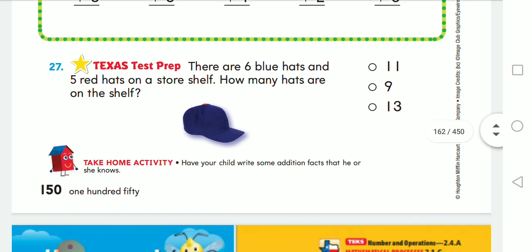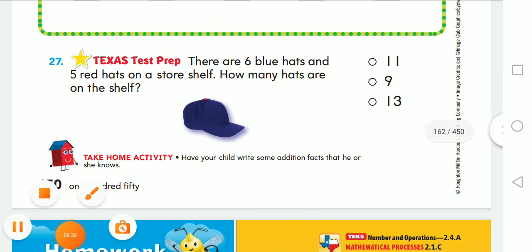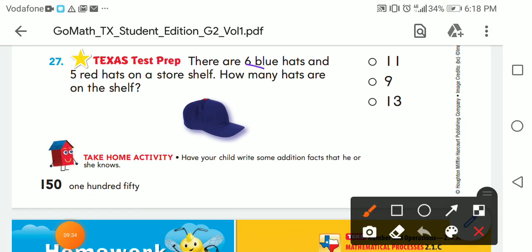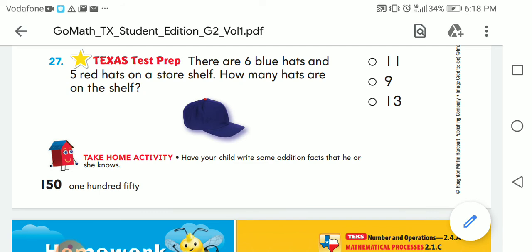Okay, guys. So, this is the last one we will solve. There are 6 blue hats and 5 red hats on a store shelf. 6 blue and 5 red. How many hats are there? 6 plus what? 6 plus 5 gives me 11. Okay, is it easy? I think it is.